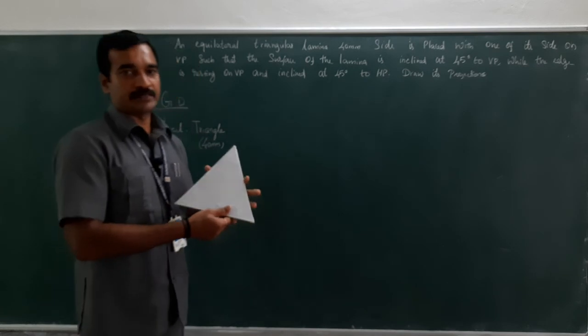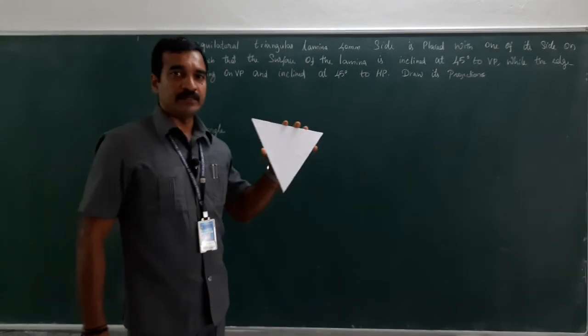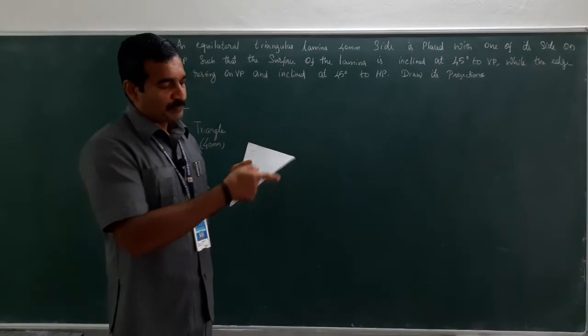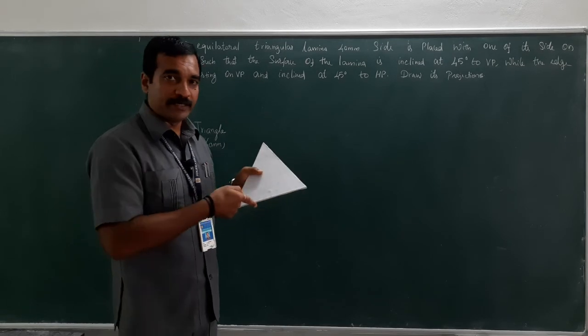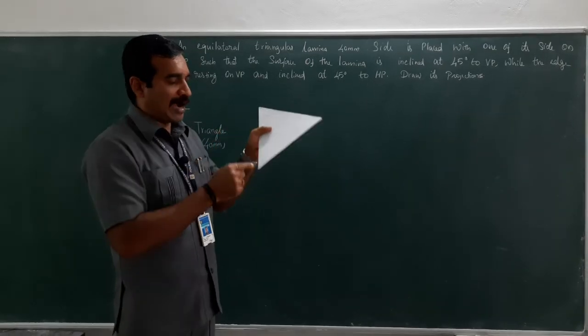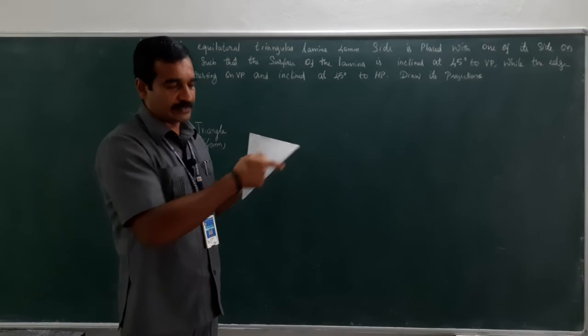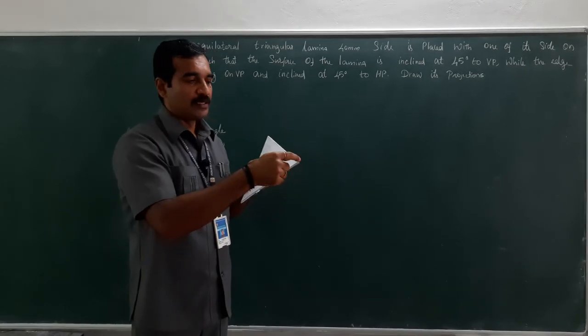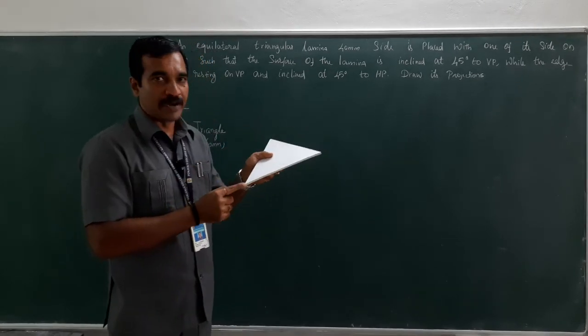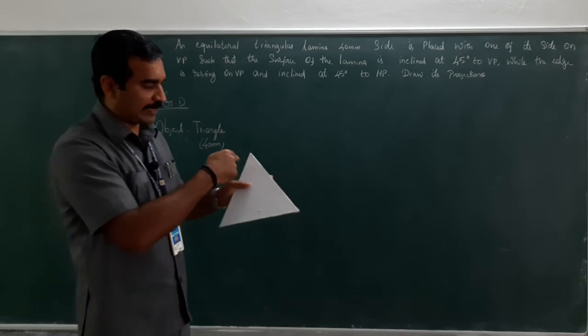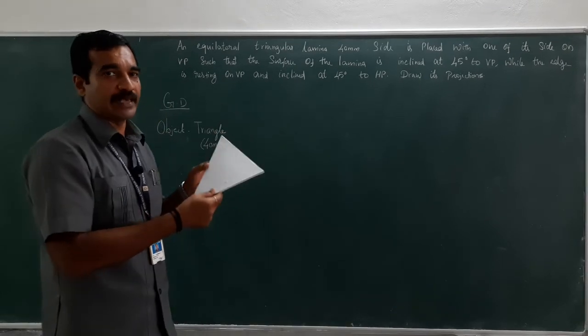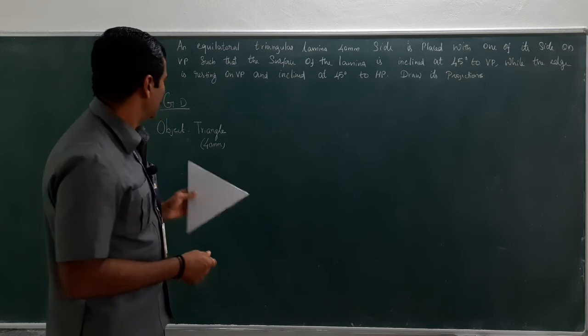So this is an object, right? This is a triangle. Look at here. This is called side or edge. These are corners. So all the three sides of equal size are edges, right? So 40 mm.